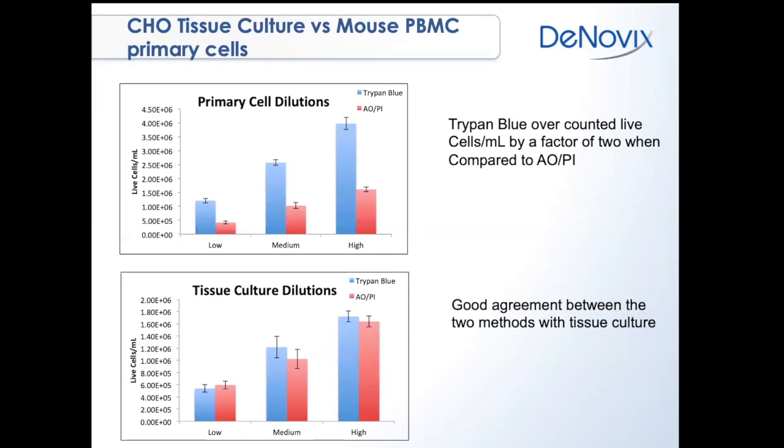So we have some published data on this, and this data has been published in other places in the literature as well. This is a well-known phenomenon that trypan blue overcounts primary cell samples. We found that it can be by a factor of up to 2 times when compared to an AOPI sample for primary cell samples. And using the same dyes, AOPI, when you take a nice clean tissue culture sample, something that doesn't have debris from red blood cells or tissues in it, you get very good agreement between AOPI and trypan blue using a clean tissue culture sample.